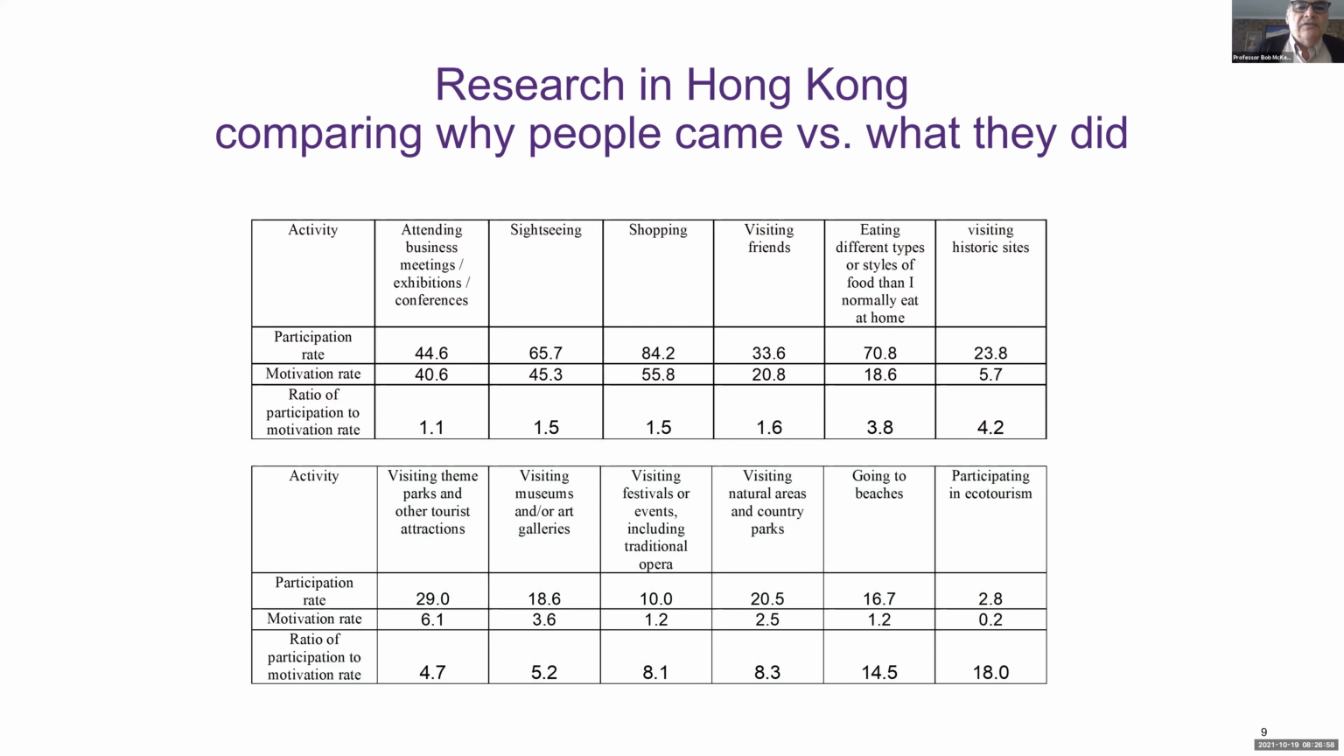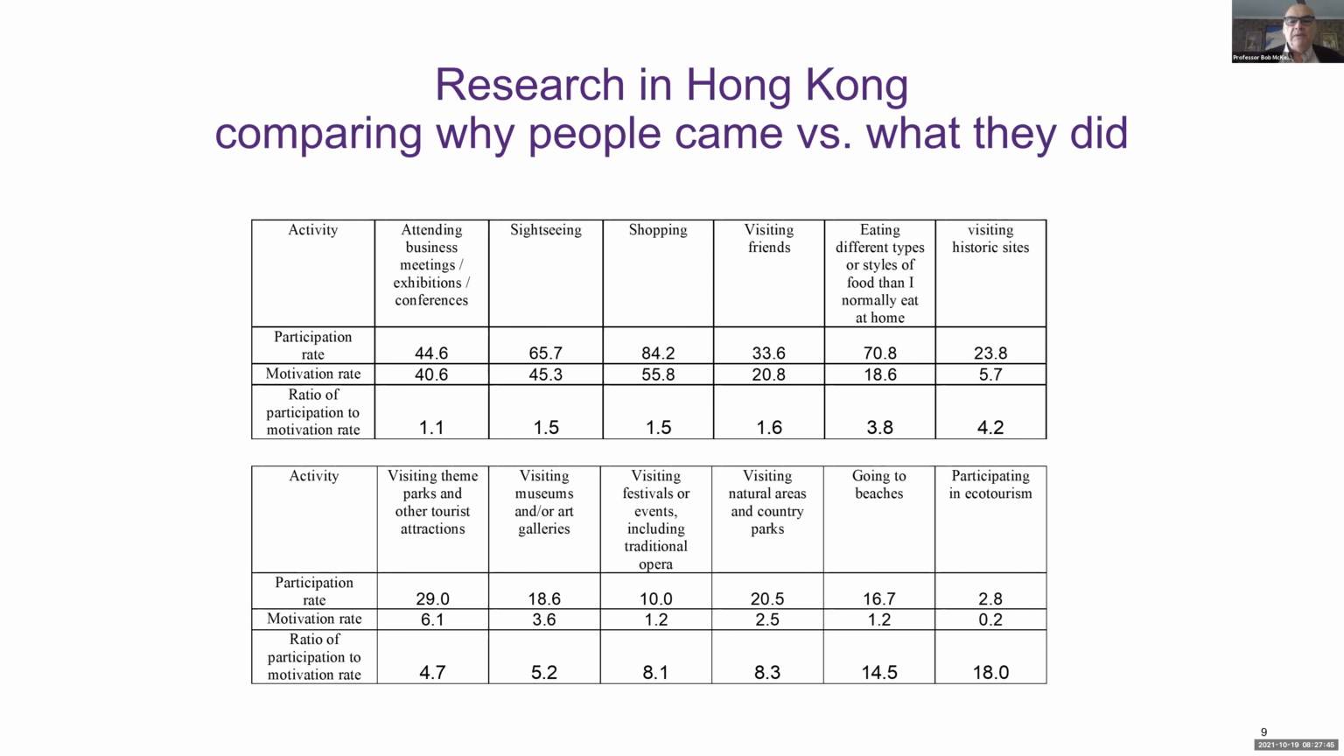And so we did some research a few years ago in Hong Kong that compared why people came to a destination versus what they did in the destination. And so we asked them very simply to say, what activities did you participate in? And then from those activities that you participated in, which ones of these caused or influenced your decision to come to Hong Kong? So for business travel, it's pretty much one-to-one. People who participated in business came to Hong Kong to do business. But when you look at a range of other activities, there's quite a huge gap between why people come to a destination and what they do in the destination.